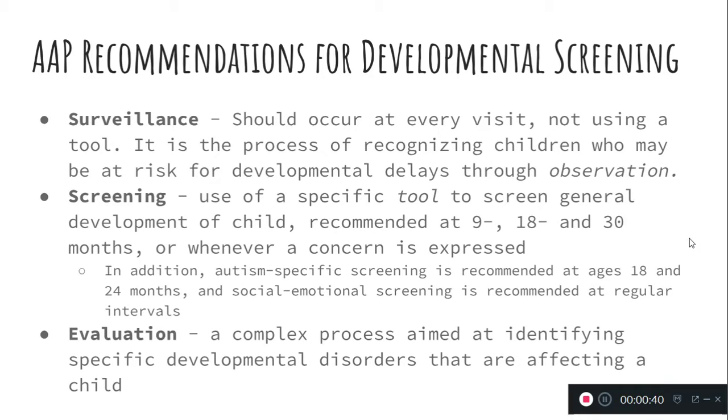Now, screening we will talk a lot about today, so that's kind of our big word. We will use a specific tool to screen general development of the child. It is recommended to screen 3 times before the age of 3: at 9, 18, and 30 months, or whenever the parent or provider expresses a concern. In addition, autism-specific screenings are recommended at ages 18 and 24 months, and social emotional screening is recommended at regular intervals.